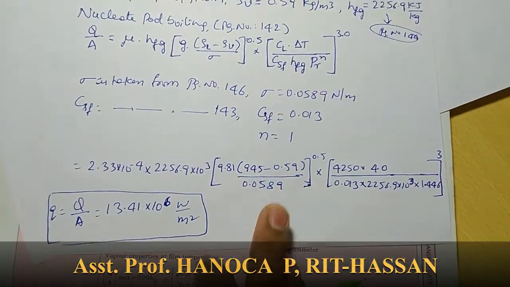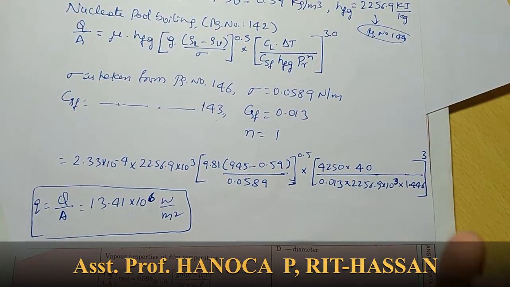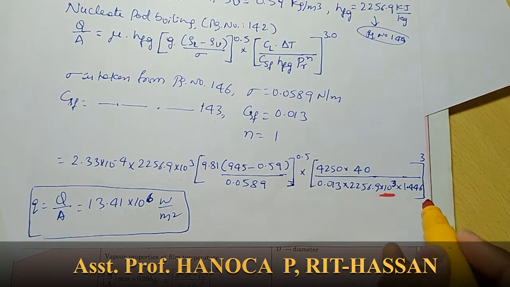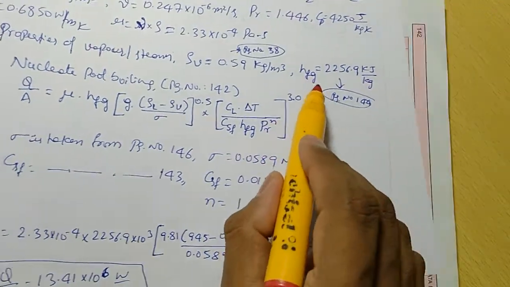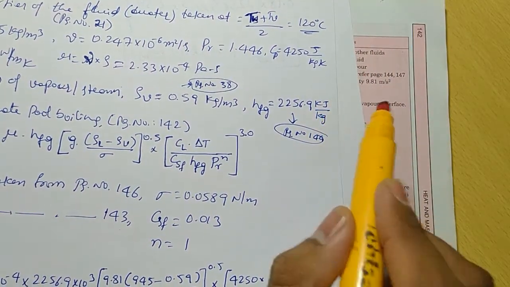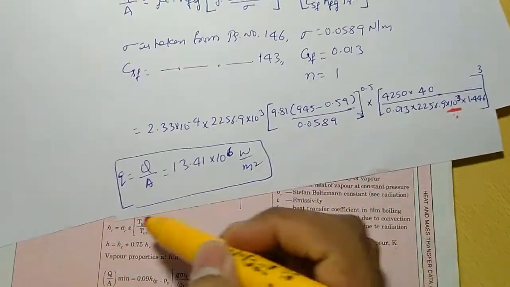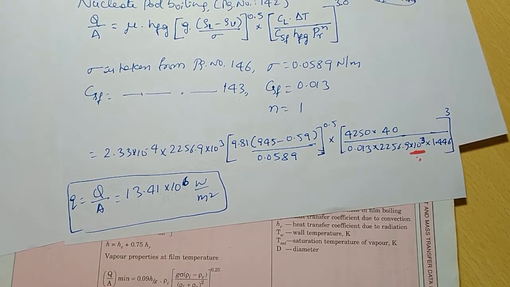While substituting HFG, a very important point is that you don't forget the multiplication of 10 to the power of 3. This is because HFG is in kilojoule per kg, and kilo means 10 to the power of 3. Don't forget. If you forget this, the complete value will be wrong, in the examination also.